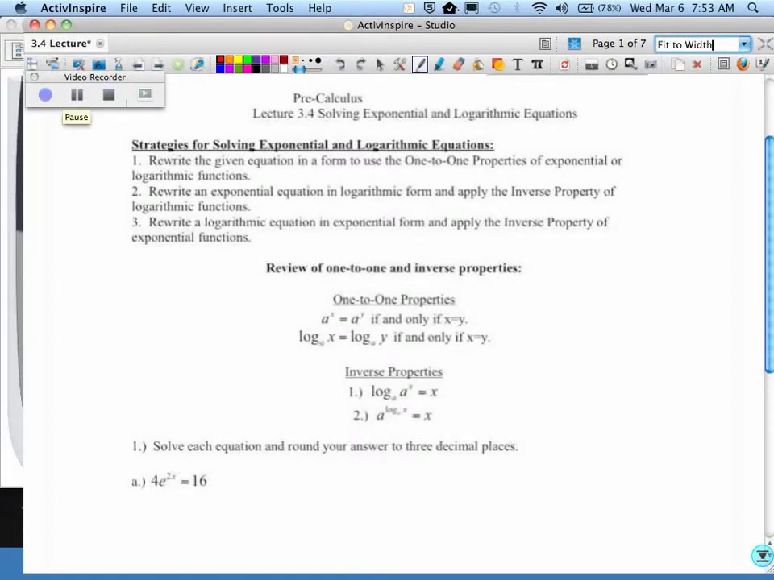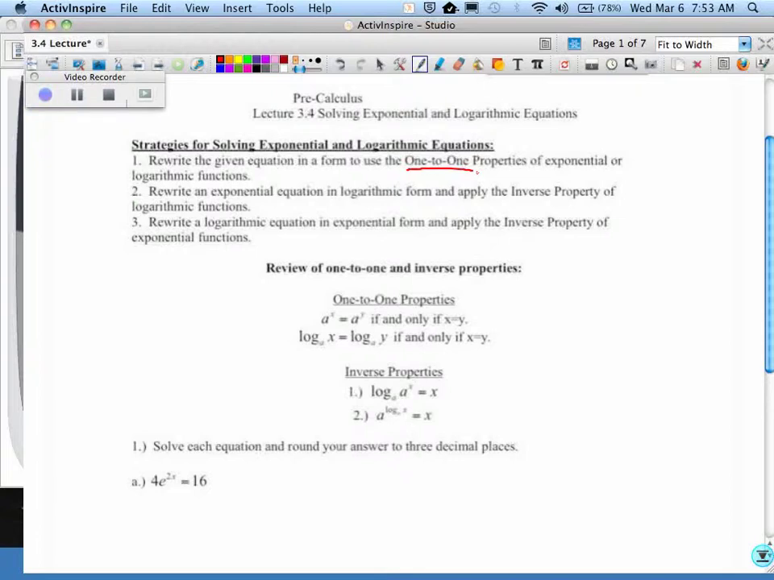3.4, we're solving equations now. Exponential equations, logarithmic equations. Here are some strategies for solving them. We've already looked at what I call one-to-one, where if you can get the two sides of the equation to look the same, you can just set things equal to each other.